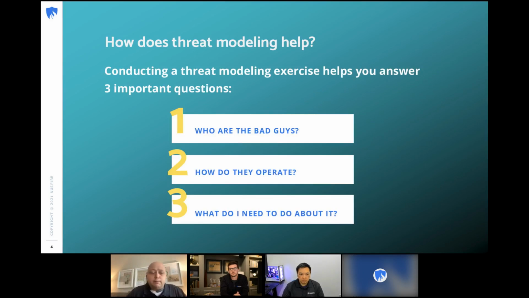So how does threat modeling help? As I mentioned, we're really after answering three questions. Who are the bad guys? How do they operate? And what do I need to do about it?